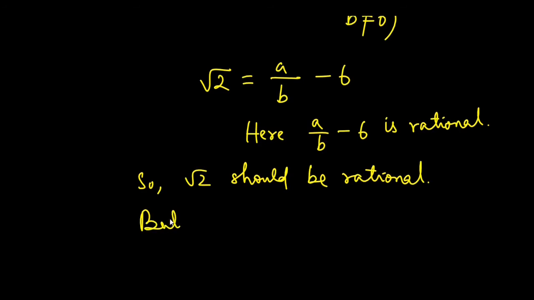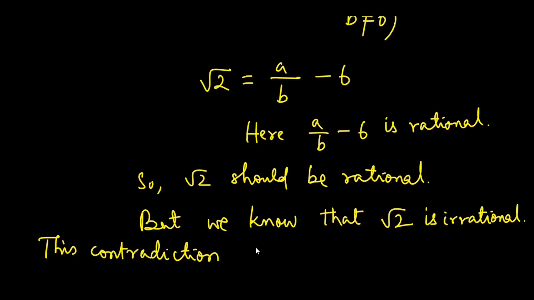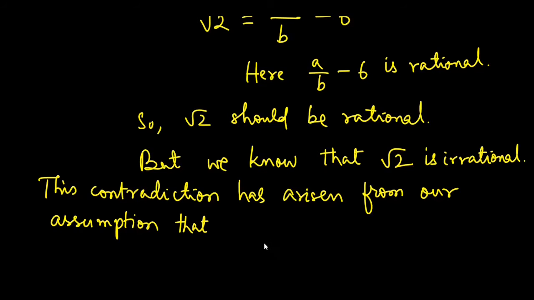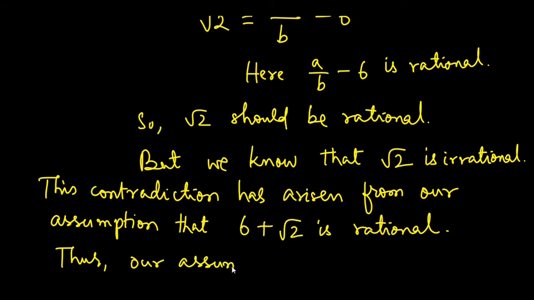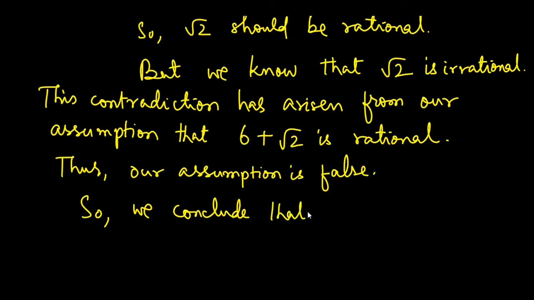But we know that root 2 is irrational. This contradiction has arisen from our assumption that 6 plus root 2 is rational. Thus, our assumption is false. So, we conclude that 6 plus root 2 is irrational.